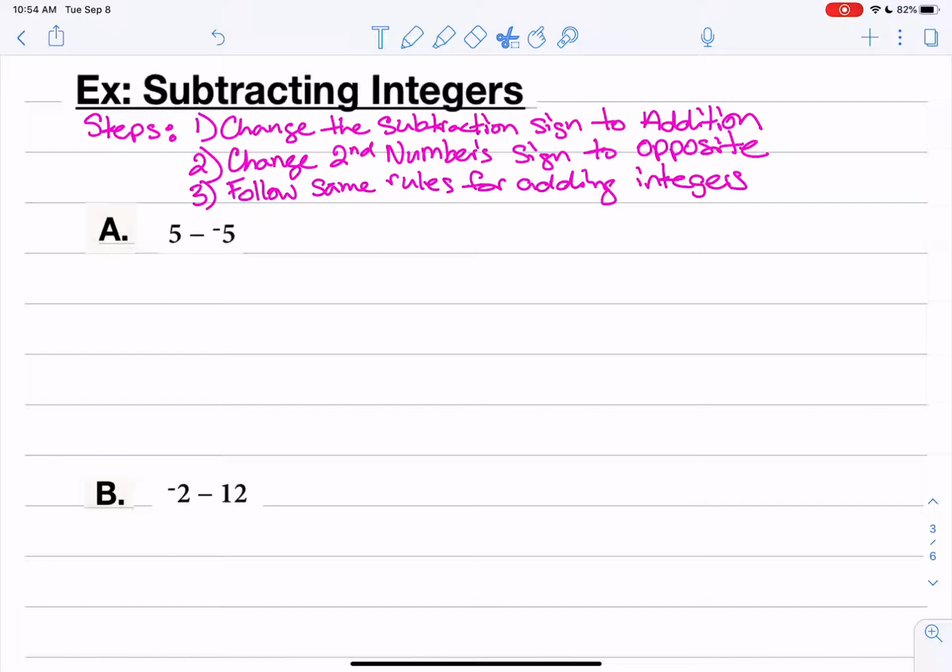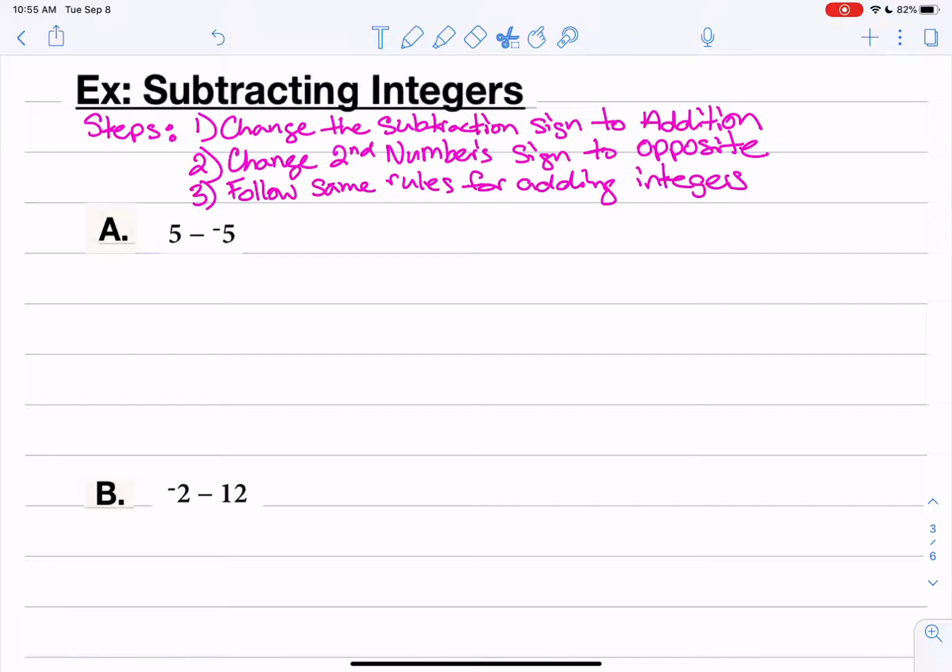Today we're going to be looking at subtracting integers. Now remember, integers are positive and negative whole numbers. No fractions, no decimals. Okay? So, for subtracting positive and negative whole numbers, we follow three simple steps.